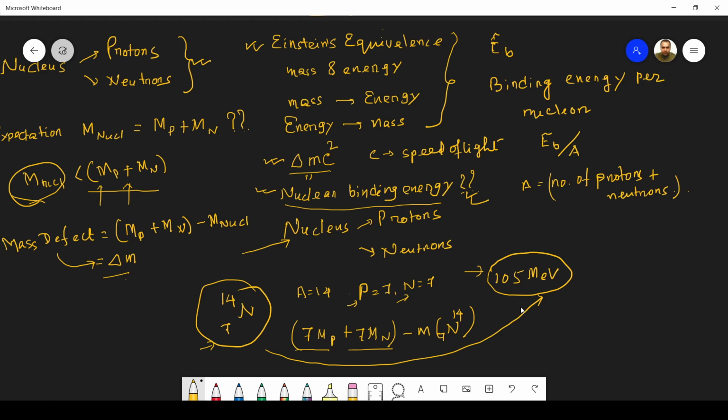But again, how is this energy possible? This energy becomes possible because of this mass defect, and if we consider Einstein's mass energy equivalence relation. Similarly for other nuclei also, like oxygen 16, you can calculate the nuclear binding energy if you know the masses of protons and neutrons of oxygen and the oxygen nuclear mass.